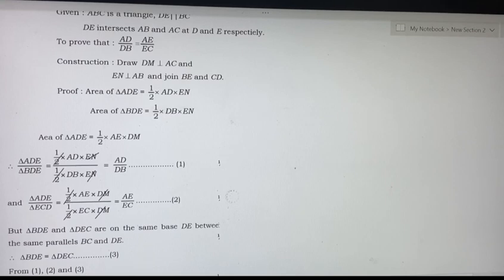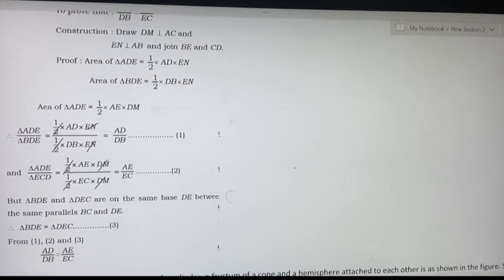And area of triangle ADE by area of triangle ECD is equal to half AE into DM divided by half EC into DM. Here DM gets cancelled, half gets cancelled, so it remains AE by EC. So we are renaming it as equation 2.